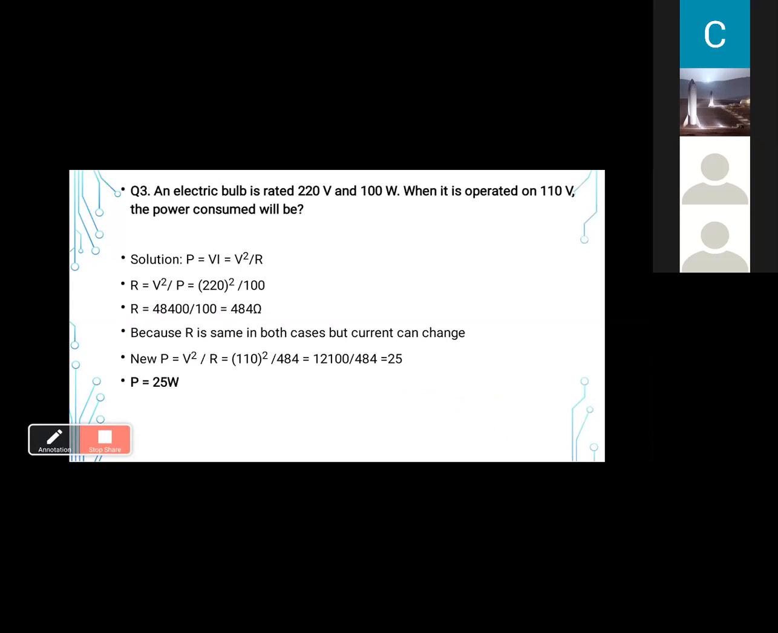Clear? Is this question clear to everyone? Yes. Whenever two cases are given to you, and voltage has been changed in the second case, you will first find the resistance from the first case, then apply that resistance in the second case, and find the power in the second case accordingly.